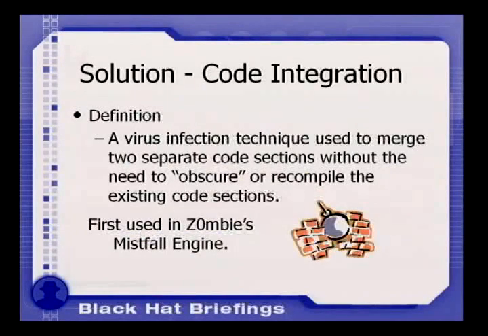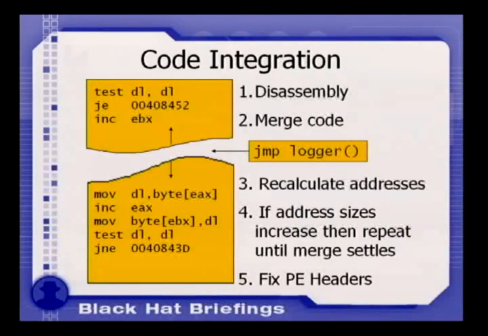Basically, code integration, unlike entry point obscuring, is you're not actually overwriting any code in memory, but you're making room in memory and expanding the text section or the code section and making room for the code. And one of the first examples was in Zombie's Mistfall engine.